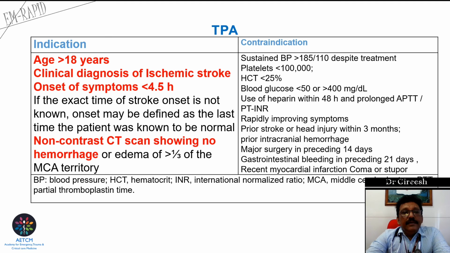TPA indications: age more than 18 years, clinical diagnosis of ischemic stroke, onset less than 4.5 hours, non-contrast CT showing no hemorrhage. These are the indications. Contraindications, there are a lot of contraindications, like BP more than 185/110, platelets less than 1 lakh, hematocrit less than 25%, blood sugars very high or very low, heparin used in the last 48 hours, rapidly improving symptoms without any treatment, prior stroke. There are so many contraindications.